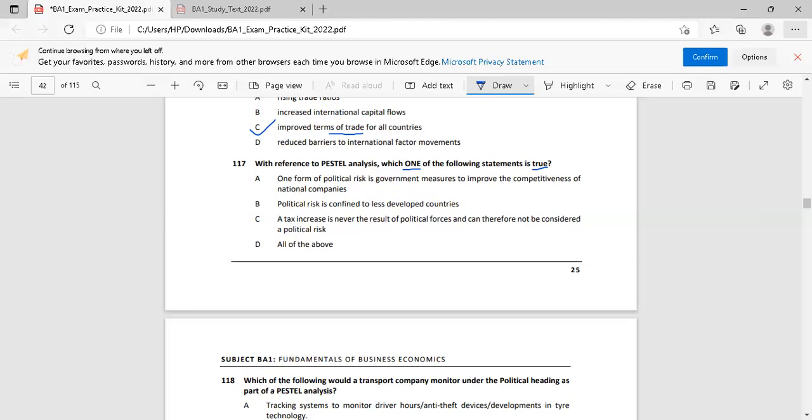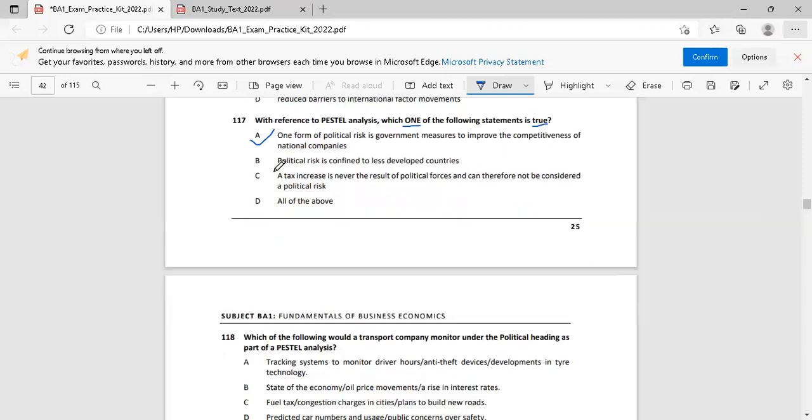All of the above cannot be correct because B, we have seen, is not correct. So D is automatically ruled out. Now let's look at A. A says one form of political risk is government measures to improve the competitiveness of national companies. That is a political stand taken by the government. So we go with A.